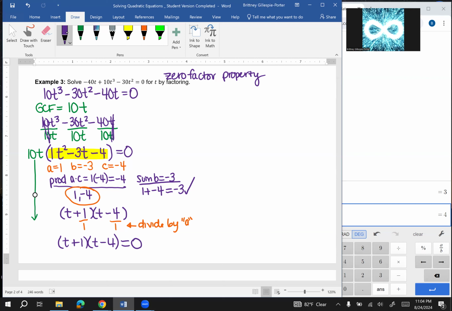Okay. So if I were to continue from here, t plus 1, t minus 4 equal to 0, I would have t plus 1 equals 0, t minus 4 equal to 0. Subtract 1 from both sides. I wind up with t is equal to -1. Add 4 to the other side, and t is equal to 4.